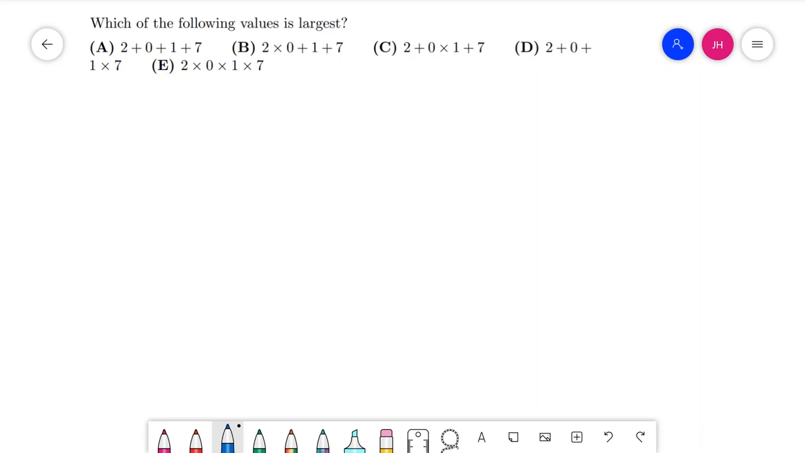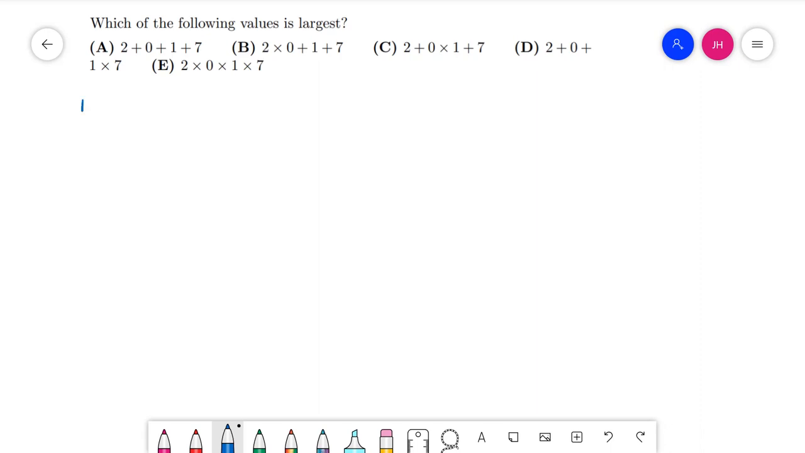In this problem, we are going to compare which of the following 5 expressions takes the largest value. A natural approach would be simply calculating these values. Therefore, let's look at A.